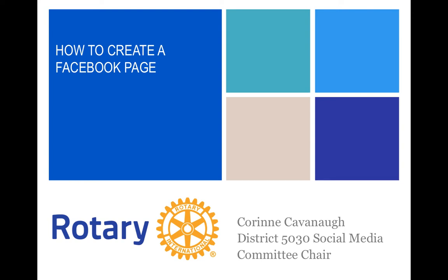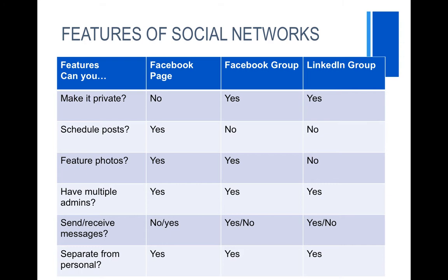I'm the District 5030 Social Media Committee Chair, and today I'm going to show you briefly how to create a Facebook page. First, I wanted to point out some of the key features of having a Facebook page versus some of the other more popular pages. So a Facebook group or LinkedIn are also types of social network pages you can have, but a Facebook page is special. Number one, it's public facing and member facing. So anybody searching for your club or your district can actually see this Facebook page because it is public.